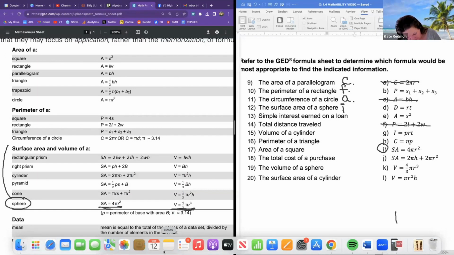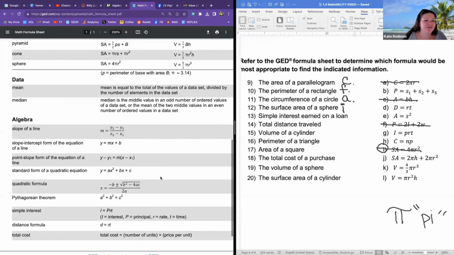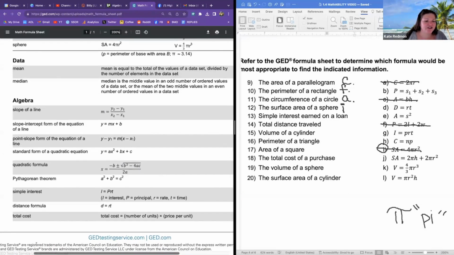And yes, that little symbol that we said is about equal to 3.14. That's called pi. Cross that one off. Next one, simple interest earned on a loan. Guys, is simple interest a shape? Heck no, it's not. Let's get to the bottom of the formula sheet and look under that algebra section.